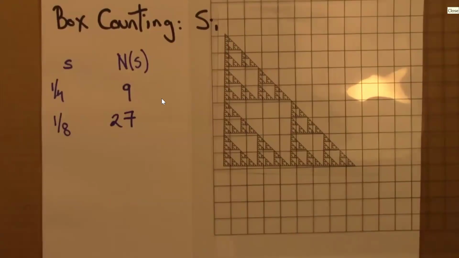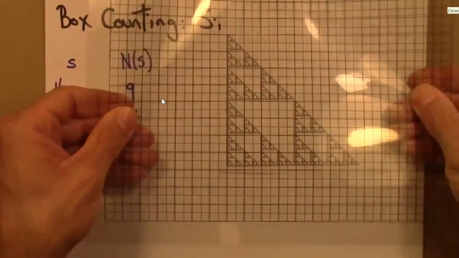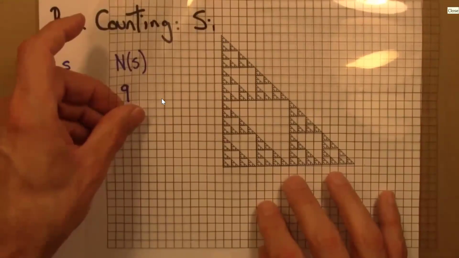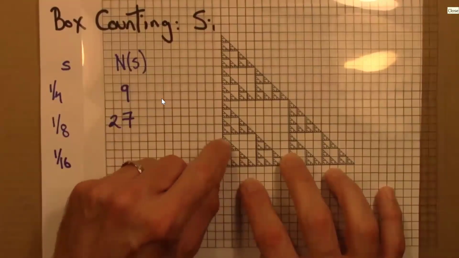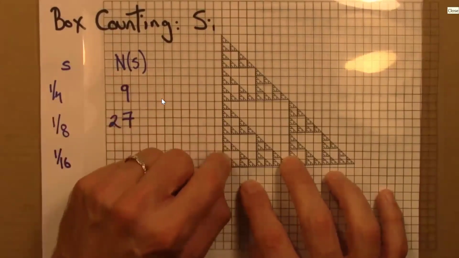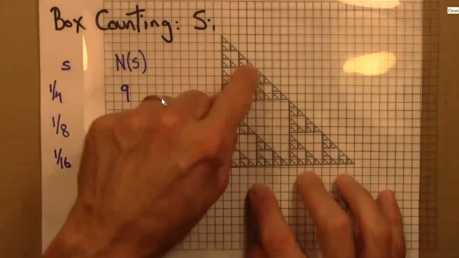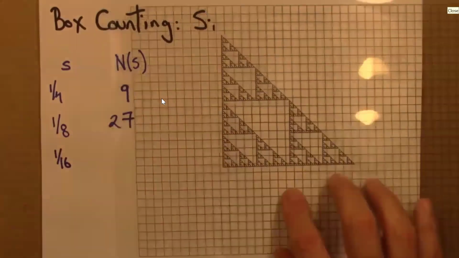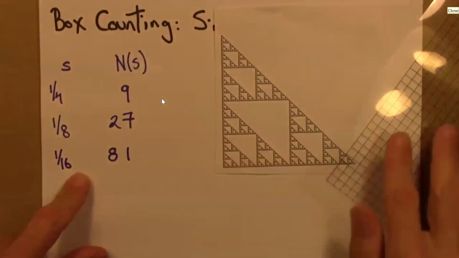Let's do one more test, with side 1 over 16. See what we're going to get. Well, 1, 2, 3, 4, 5, 6, 7, 8, 9. That's just for that, so 9 boxes there. But then there are 1, 2, 3, 4, 5, 6, 7 of those boxes. So the total is going to be 9 times 9. So that's the data. Those are the numbers we get, approximately.